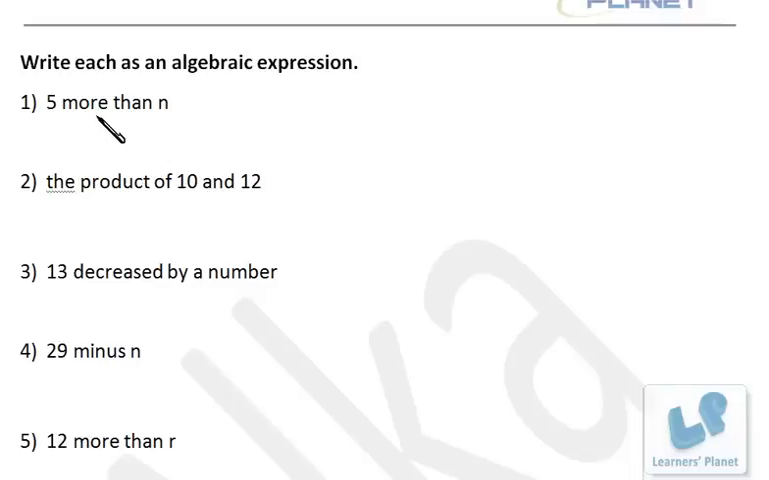Here, 5 more than n. What did I tell you more is? Plus sign. So n apples are there, and now 5 more than n. So it's n plus 5. Next, the product of 10 and 12. Product means multiplication, so it is 10 into 12.